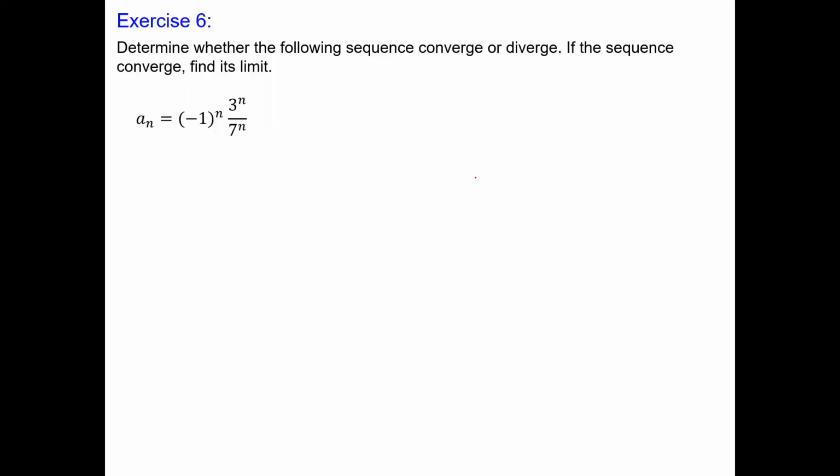Another sequence. -1 to the n, 3 to the n over 7 to the n. I notice that all of the n's are placed in the exponent. Then I know that this is a geometric sequence. And now I'm looking at the common ratio. The common ratio r is a number, I mean the entire quantity taken to the power of n. And what I see: -1, 3, and 7. That's the common ratio. And this is a number also between -1 and 1. The sequence converges to 0.